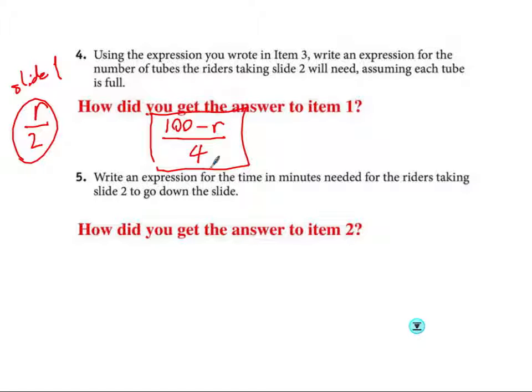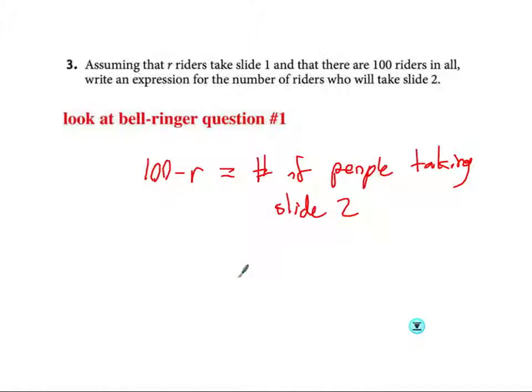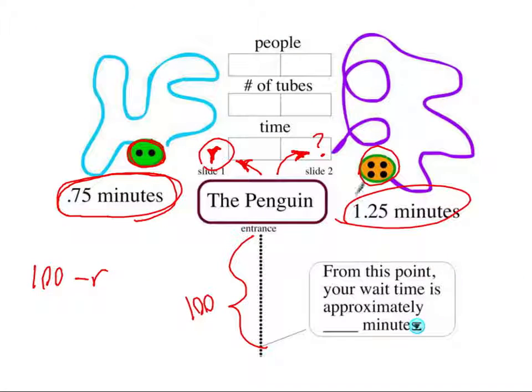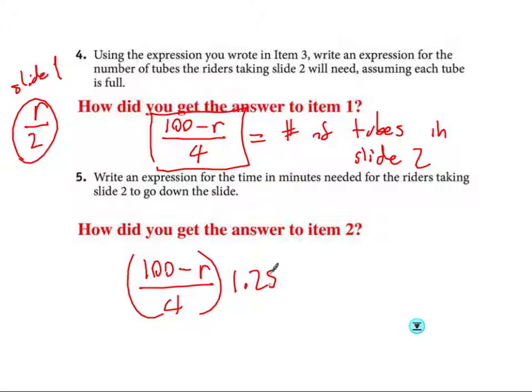Number 5, write an expression for the time in minutes needed for the riders taking slide 2 to go down the slide. Well, what we did for question number 2 is basically the same thing that we need to do here for question number 5. We take the number of tubes going through slide 2. So we take 100 minus R divided by 4, and all we do is multiply the time it takes for a single tube to go down slide 2, which is 1.25. There we go.